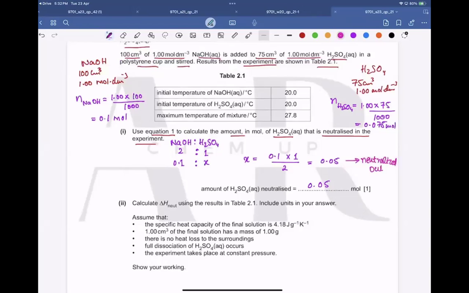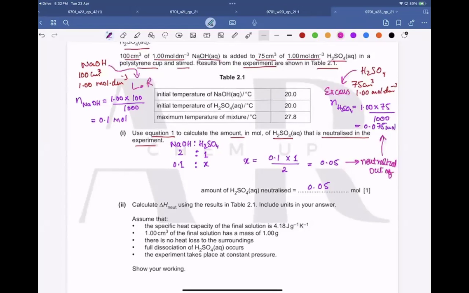So the total moles of sulfuric acid available are 0.075, and out of that 0.075, 0.05 moles are neutralized, which means that some of the sulfuric acid is left behind. So it's the excess one, and sodium hydroxide is the limiting reactant. Okay.